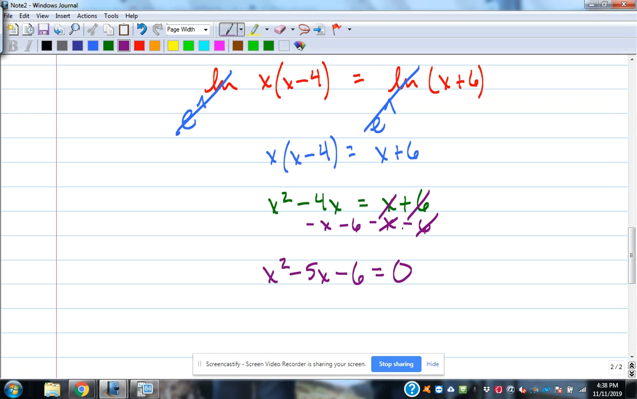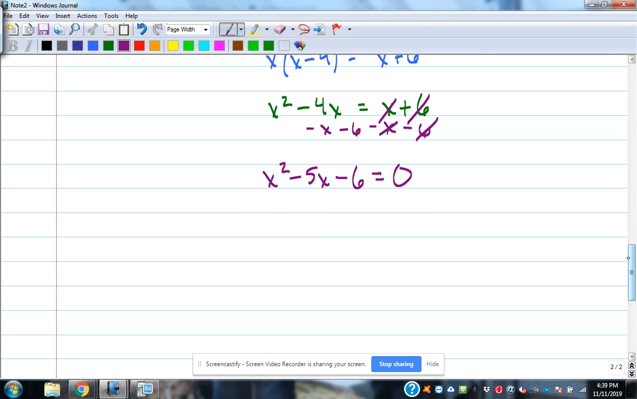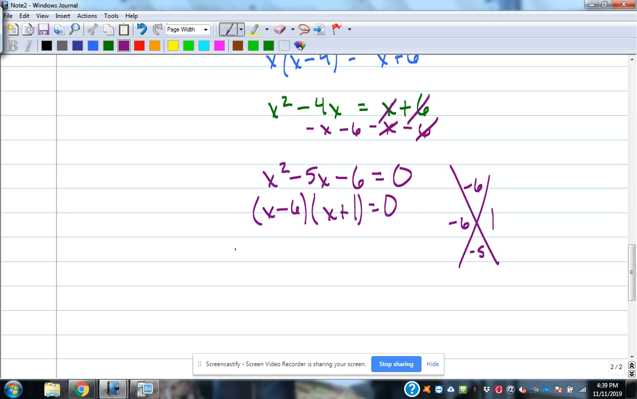And then you're going to solve it either using the quadratic formula or factoring. Both would work well on this one. I'm going to do factoring because it's -6 that has to add to -5. -6 and 1. So (x minus 6)(x plus 1). So x equals 6, x equals -1. Those are our possible solutions.